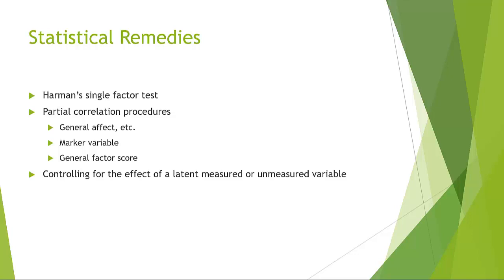But that being said, it's not always possible to remove all of the common method variance from data, and so you oftentimes will evaluate the extent of common method variance and then try to find ways to statistically control for it. I'm going to provide some links to some videos that do a really great job of showing you how to apply some of these statistical remedies, but let me give you an overview of what each of these are. So what Harman's single factor test does is look at the ability of a single construct to explain the amount of variance in the data.